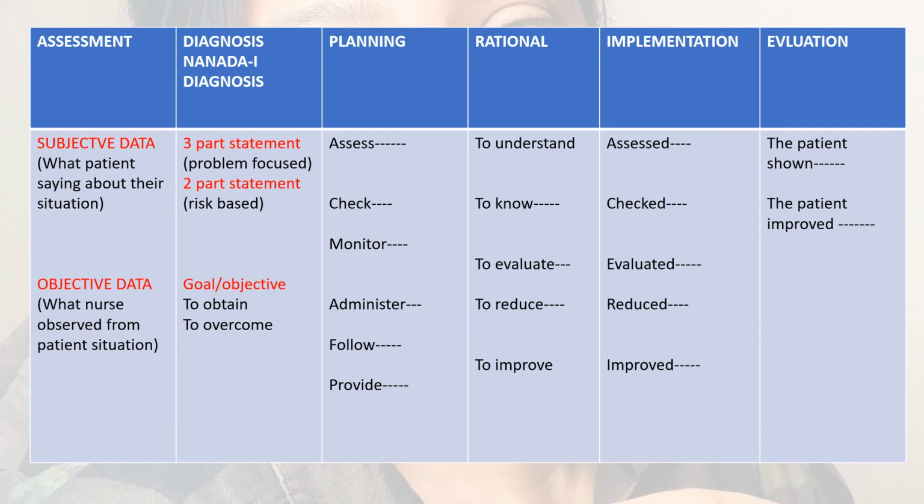Again telling you guys, this is the format you have to follow, including NANDA International diagnosis and that format: assessment, diagnosis, planning, rationale, implementation, evaluation. So this is the format. Under assessment, subjective data and objective data. In the diagnosis column, again two more headings will come. First is nursing diagnosis, second is goal or objective.